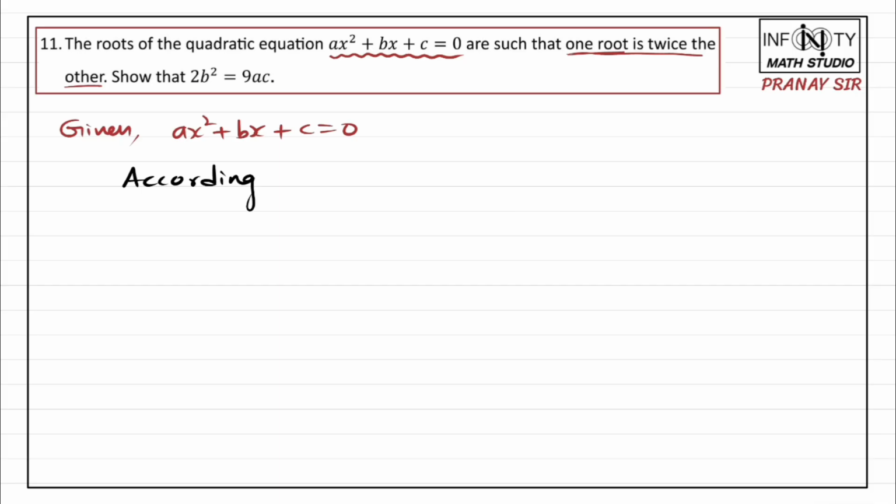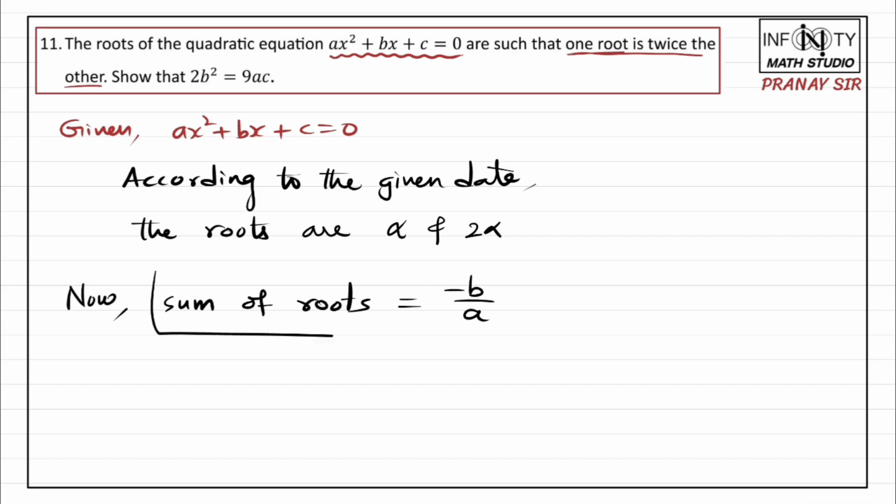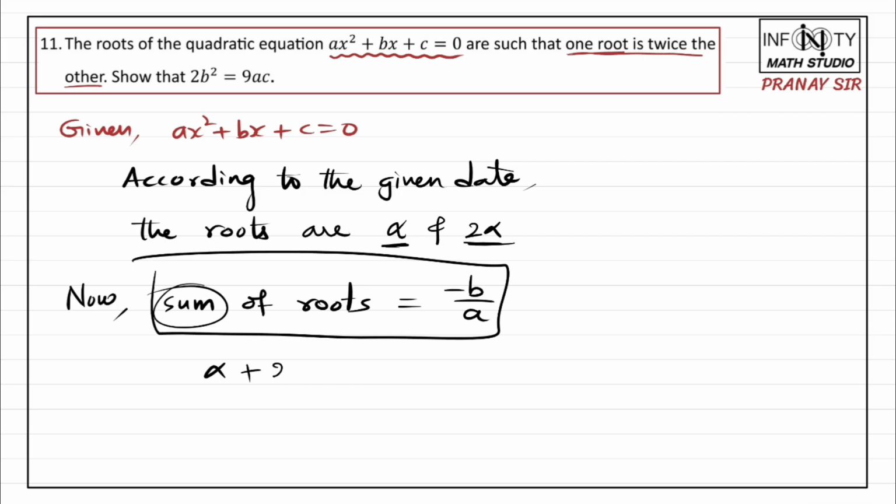According to the given data, the roots are, simply I am taking alpha and 2 alpha. Why? Because twice. Okay, now we know that sum of roots of quadratic polynomial is nothing but minus b by a. This is the formula. Now sum of the roots in the sense alpha plus 2 alpha, right? Alpha plus 2 alpha is equal to minus b by a. Alpha plus 2 alpha, 3 alpha is equal to minus b by a.